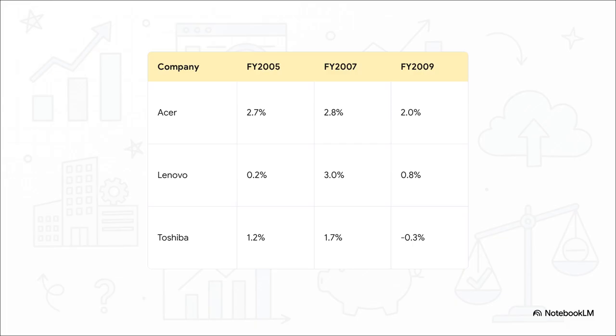This tells us how much profit they make for every single dollar of sales. And would you look at that? Even though Acer was known for its low prices, it was actually the most consistently profitable of the 3. It's growing fast and holding on to its profits. That is a really powerful combo.